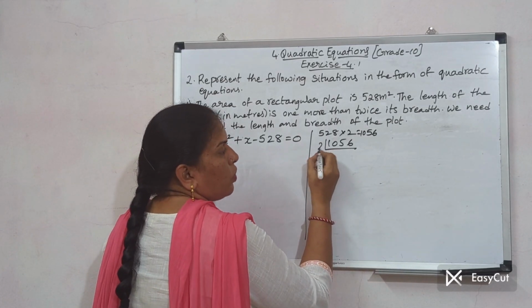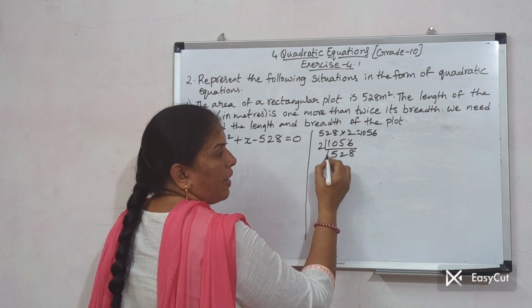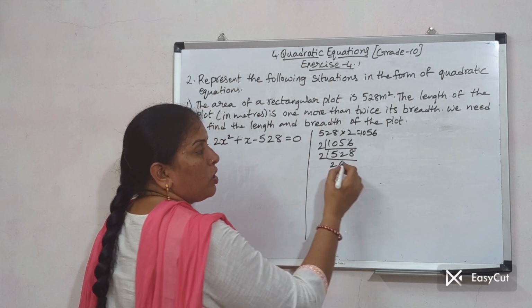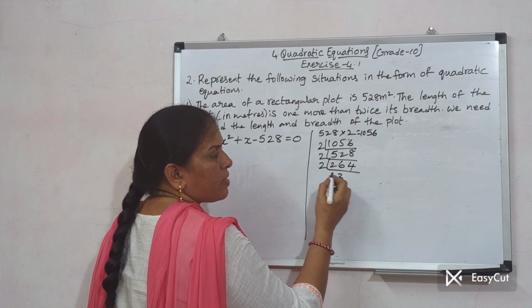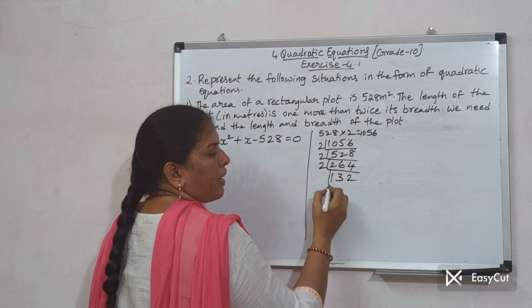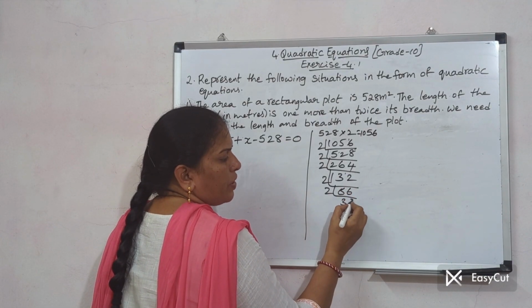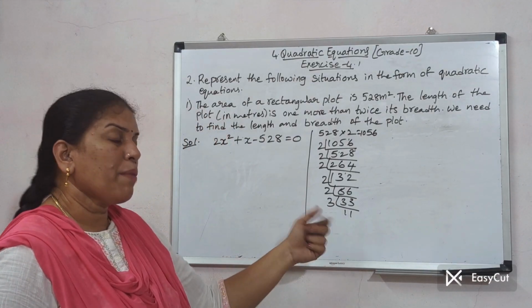Okay. 2 5s 10. 2 2s 4. 2 8s 16. Again, 2 2s 4. 2 6s 12. 2 4s 8. Again, 2 1s 2, 2 3s 6, 2 2s 4. Again, 2 6s 12, 2 6s 12. 2 33s. 3 11s. 11 is the prime number.